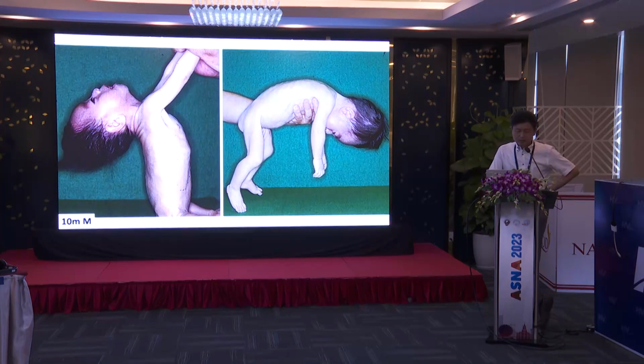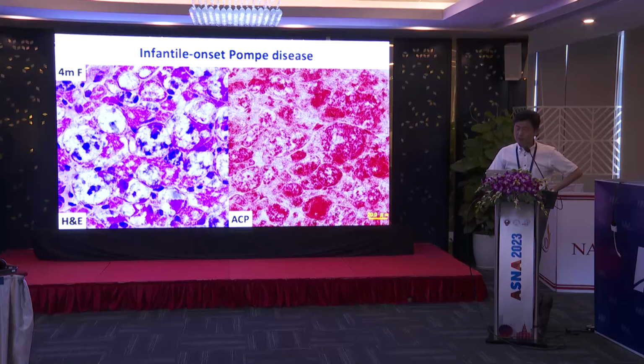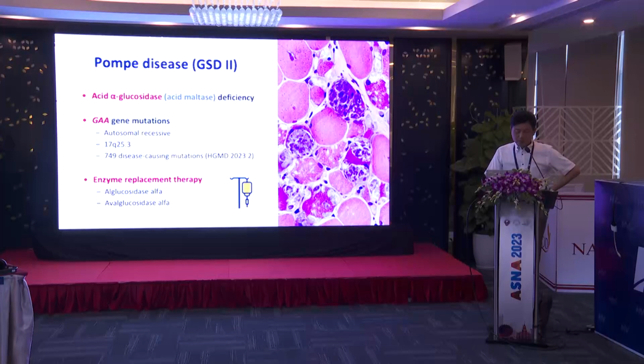And lastly, I'd like to discuss this case. This is, of course, a floppy infant, but had an enlarged heart, a big heart, so cardiomyopathy. So of course, if you see a floppy infant with cardiomyopathy, hypertrophic cardiomyopathy, you immediately need to think about Pompe disease. And in fact, he had Pompe disease. And Pompe disease is important because there is enzyme replacement therapy.